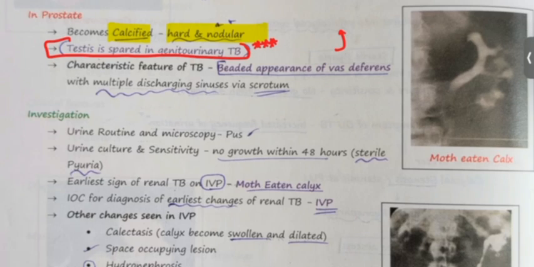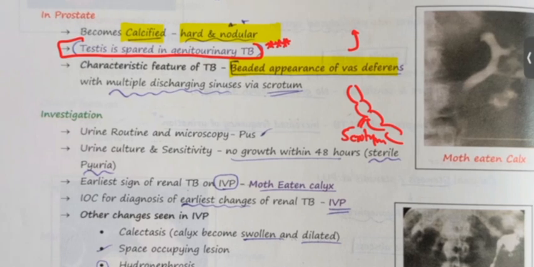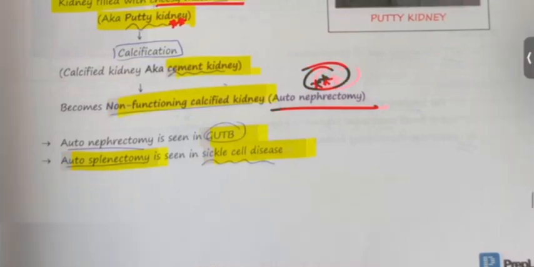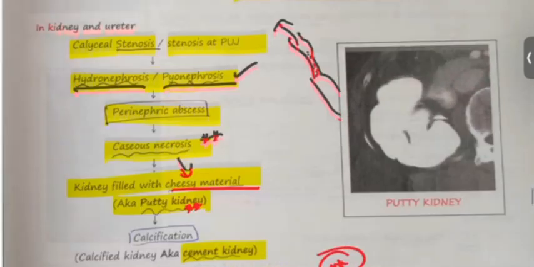So if the vas deferens is affected, this vas deferens will appear in the form of beaded. Again, there will be multiple strictures of the vas deferens. So this will lead to beaded appearance of the vas deferens with multiple discharging sinuses into the scrotum. So this is the feature if the prostate is affected. It will ascend up to involve the vas deferens, and then there will be multiple discharging sinuses involving the scrotum. So these were the clinical features. Based on whatever site is affected, there can be clinical features.